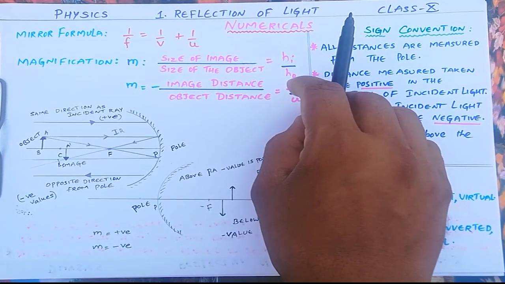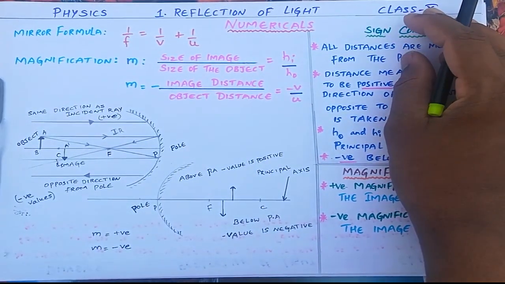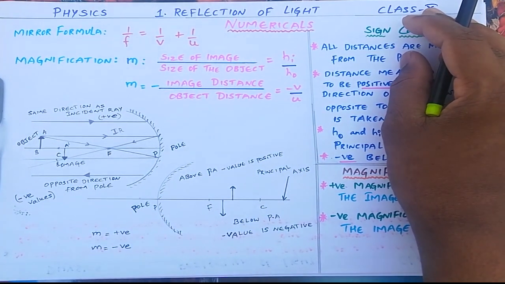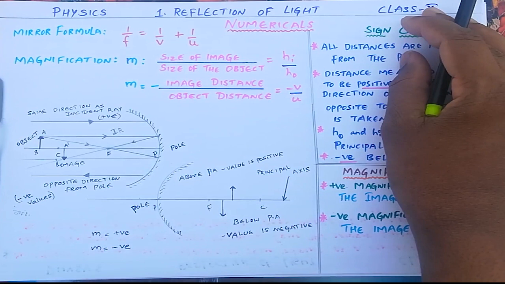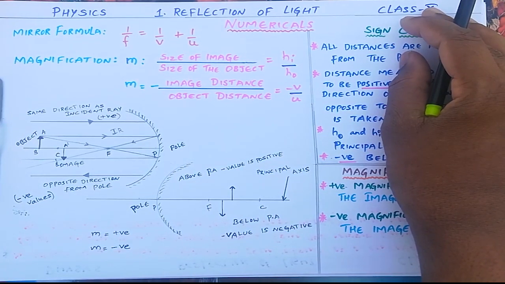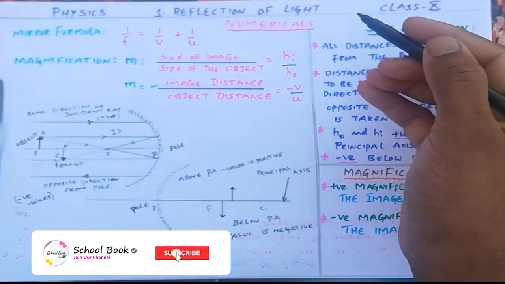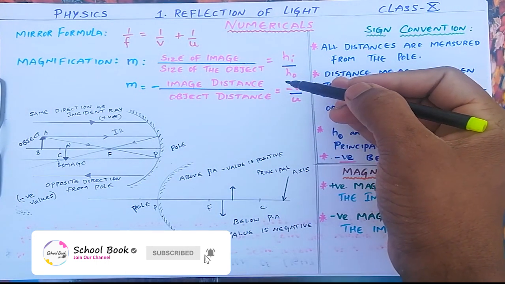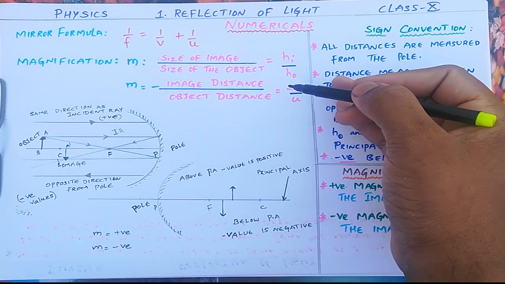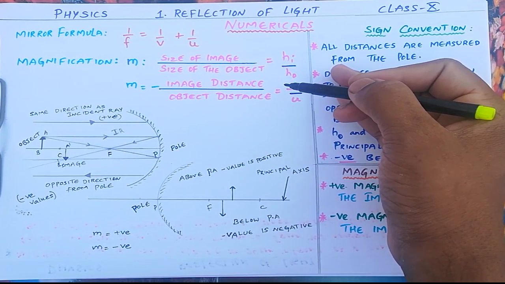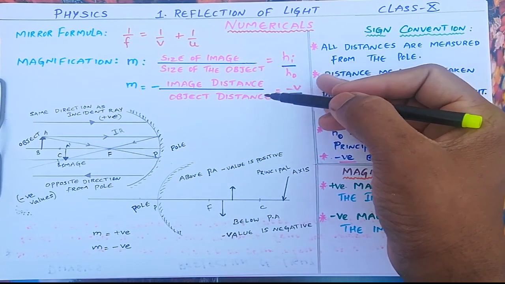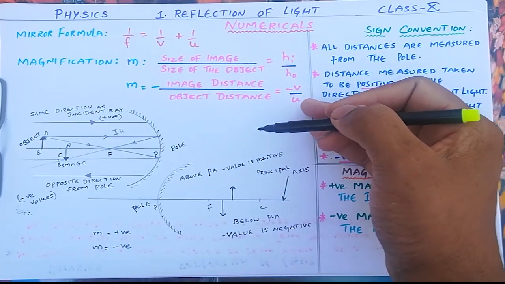Hi viewers, in this video I am going to explain numericals from reflection of light. That means the concave mirror and the convex mirror, finding out the image formation numerically. In the previous video I explained the ray diagrams. Now in this one I am going to explain the numericals. That means how, where and what is the nature of the image formed on the concave or the convex mirror. I am going to explain now.